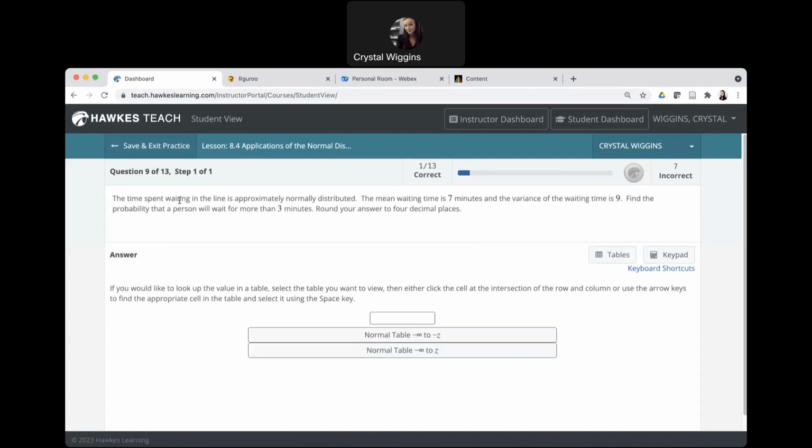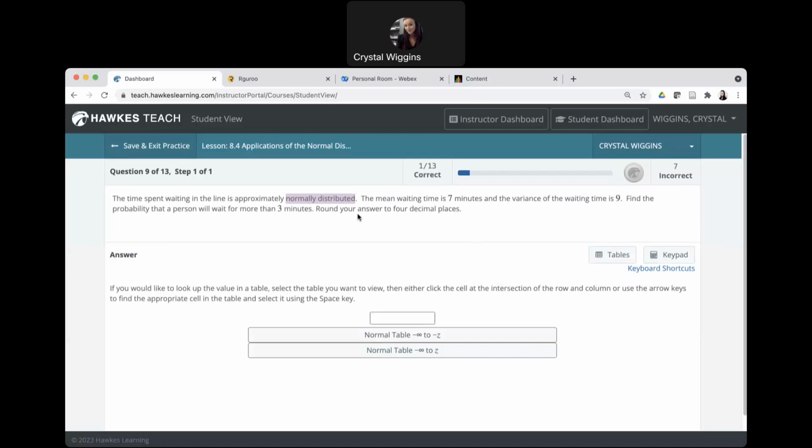So the time spent waiting in line is approximately normally distributed. For this particular section, you might not find that to be abnormal to see, because every single problem in 8.4 is going to be normally distributed because we're working with the normally distributed curve. However, as we progress through the rest of the semester, this is not always going to be given as an assumption, and that does change the way that we solve the problem, and that starts in chapter 9. So you're going to want to pay attention to these words.